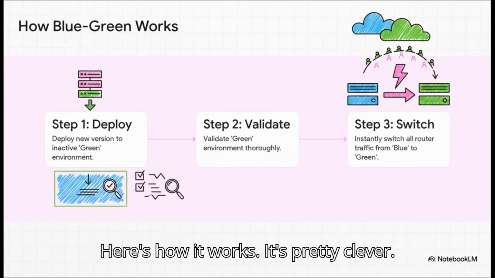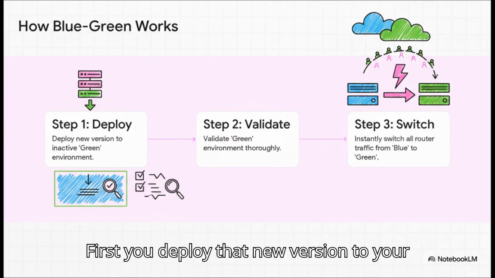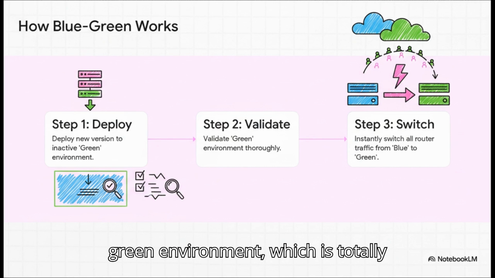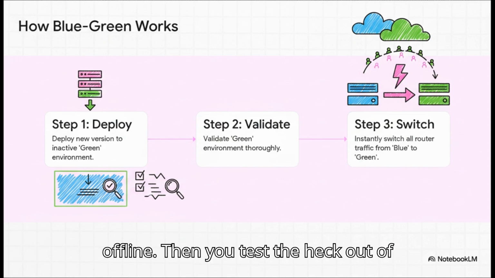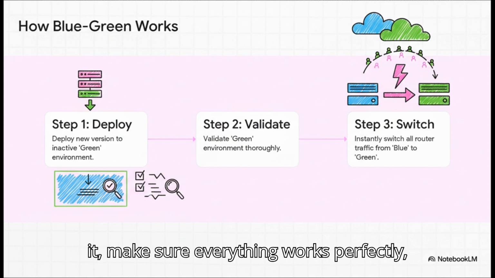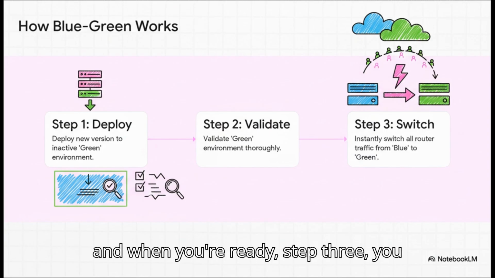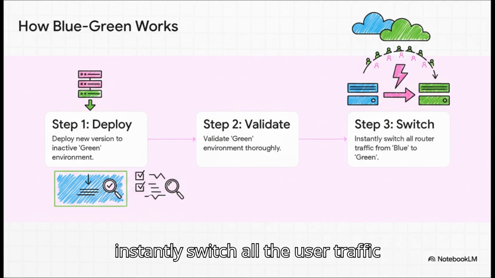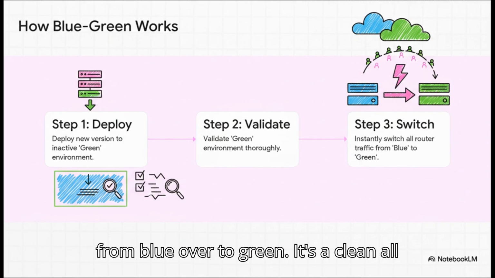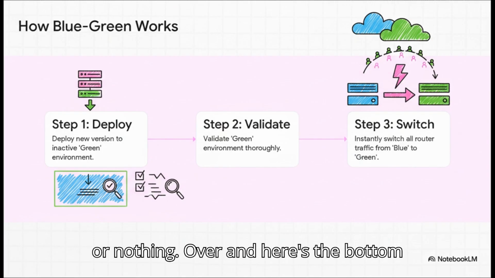So here's how it works. It's pretty clever. First, you deploy that new version to your green environment, which is totally offline. Then you test the heck out of it, make sure everything works perfectly, and when you're ready, step 3, you instantly switch all the user traffic from blue over to green. It's a clean all-or-nothing cutover.